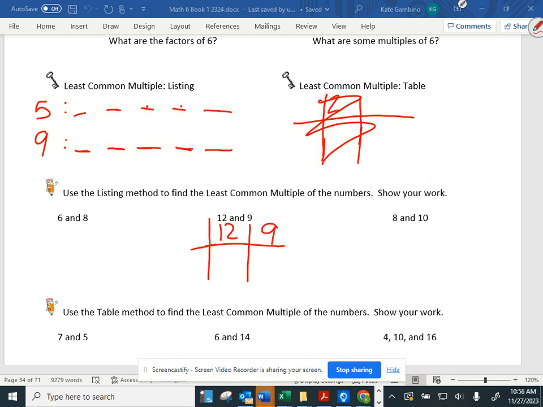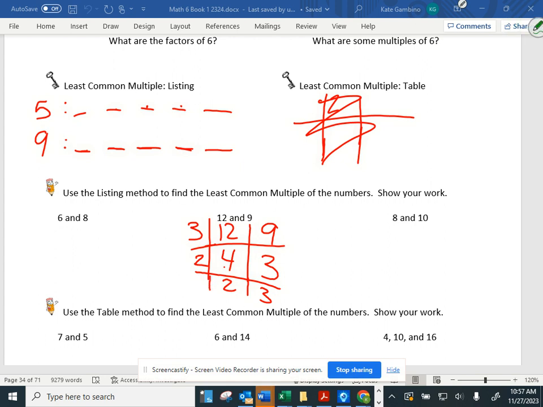What prime can I pull out of 12 and 9? 3. 12 divided by 3 is 4. 9 divided by 3 is 3. Can I pull any other primes out? You can't pull any out of both of them, but you can pull 2 out of 4. I couldn't pull it out of the 3, so I'd rewrite that.